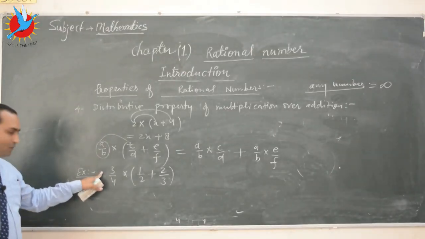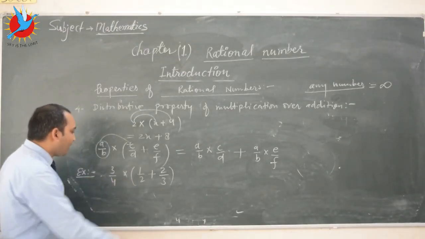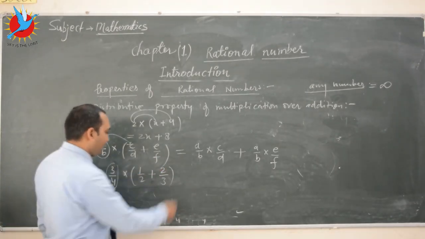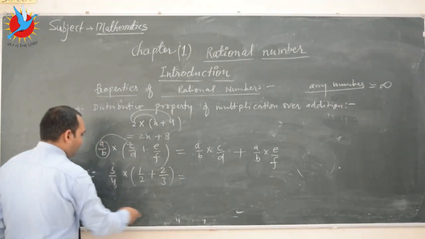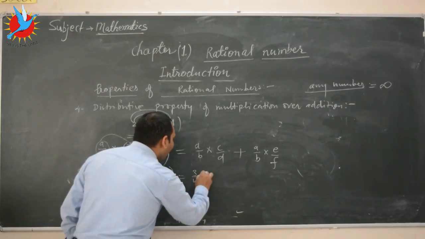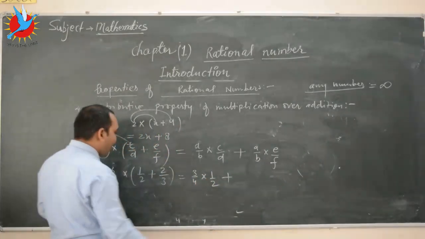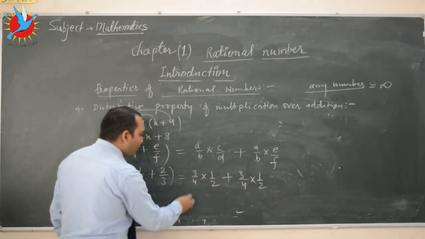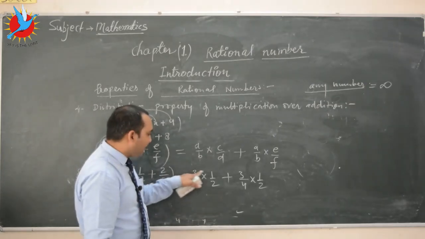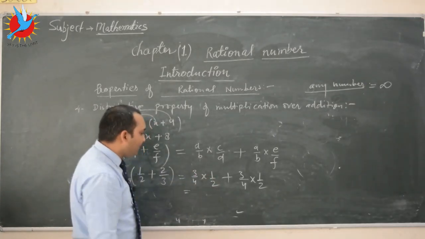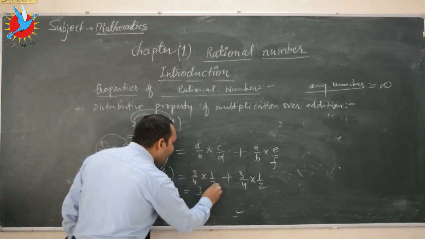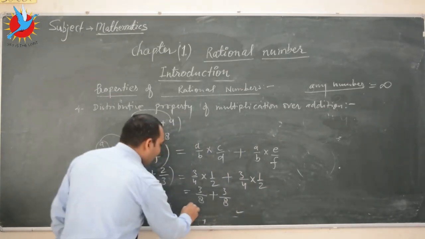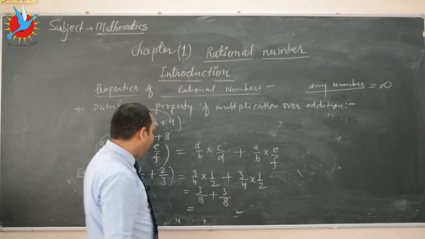So first we multiply 3 upon 4 into 1 upon 2 and then plus sign, and 3 upon 4 once again multiplied with 2 upon 3. So we see 3 upon 4 into 1 upon 2 plus 3 upon 4 into 2 upon 3. So 3 upon 4 into 1 upon 2, the product of two rational numbers, numerator into numerator and denominator multiplied by denominator. 3 1s are 3 and 4 2s are 8, plus 3 2s are 6 and 4 3s are 12.